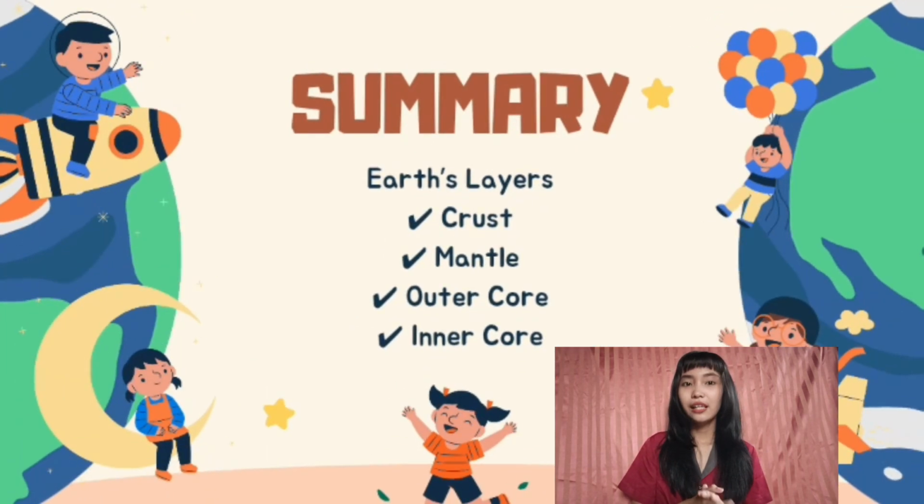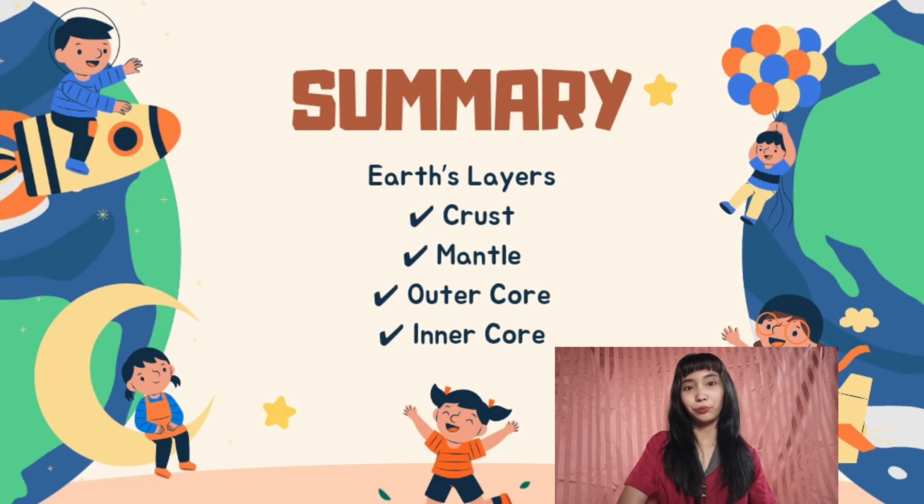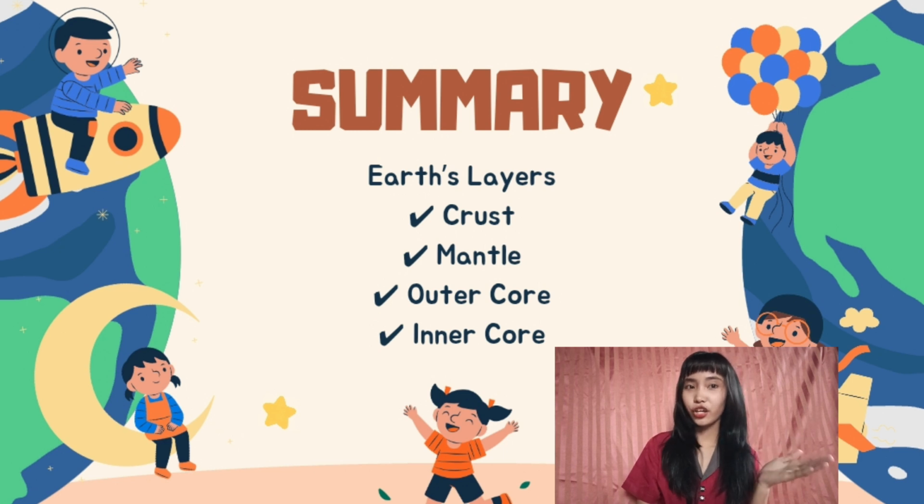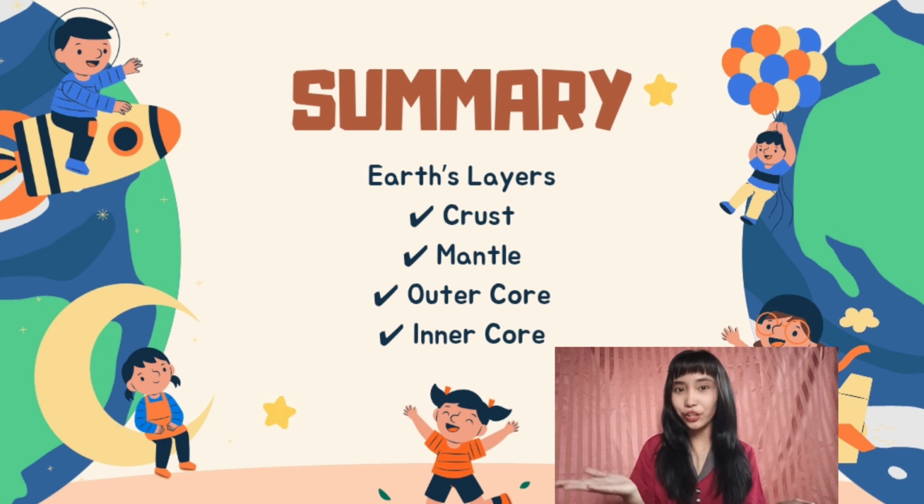Now, let's summarize the layers of the earth. Crust, it is where we live. Mantle, thick moving layer. And the outer core, it is the liquid. And the last layer is what we call? Yes, inner core, which is the solid and the hottest.